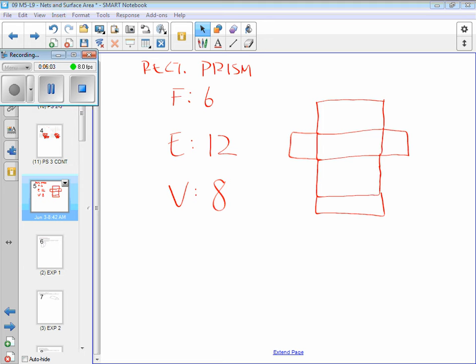Well, we're going to actually do this on the second day, but that's kind of the gist of what lesson 9 is. The first half is being able to figure out the surface area, though, from the net.